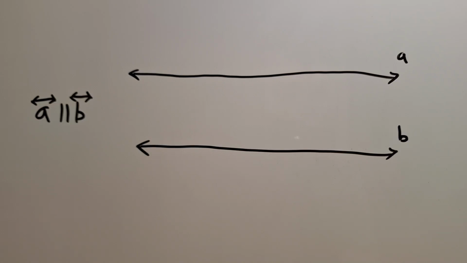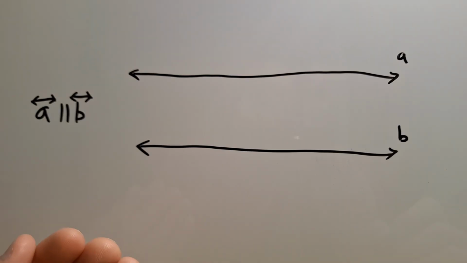Hello everyone, in this video we are going to identify more ways to find congruent angles using a diagram. So here I've drawn two parallel lines, lines A and B, labeled them as parallel here. Line A is parallel to line B. These two vertical bars here, this is the symbol for is parallel to.